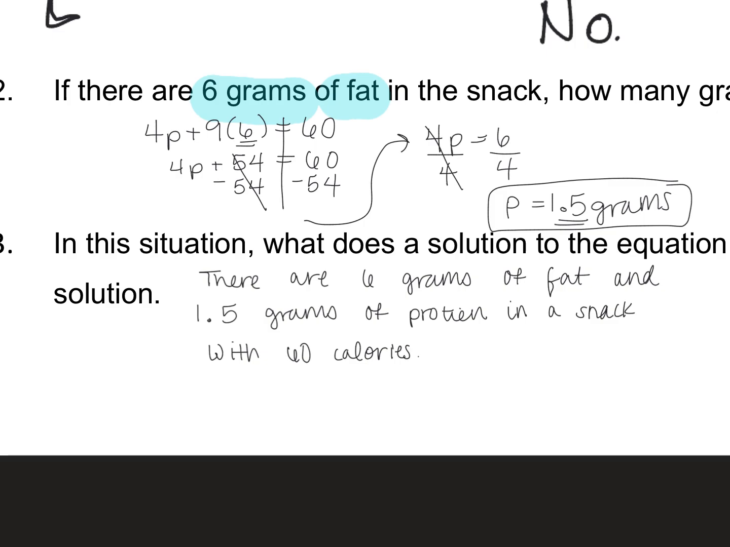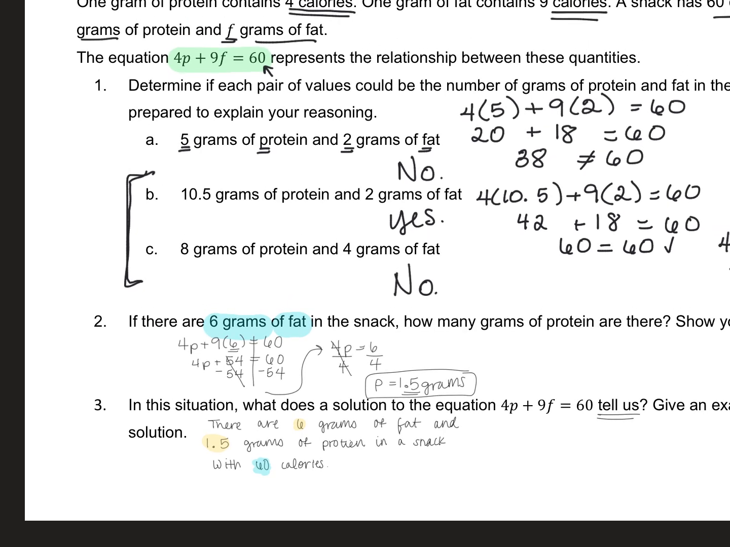So our goal is to connect the solution, so our two variables, with what the equation equals. We want to connect those two because P and F are always going to be, in this case, the grams of protein and grams of fat. But the solution to this equation, we have to connect it to what the equation is equal to. Okay? So they're not just the grams of fat and grams of protein, but they're the amount that gives us 60 total calories. Okay? Go ahead and write down any questions if you have them. Go ahead and process your notes too, annotate them, and let me know if you have any questions.